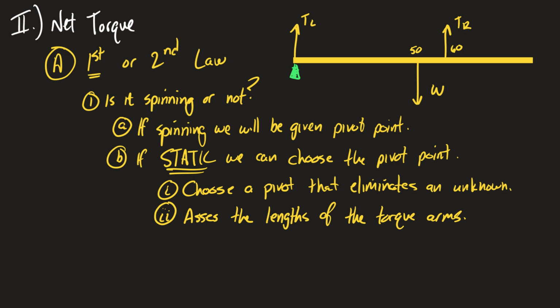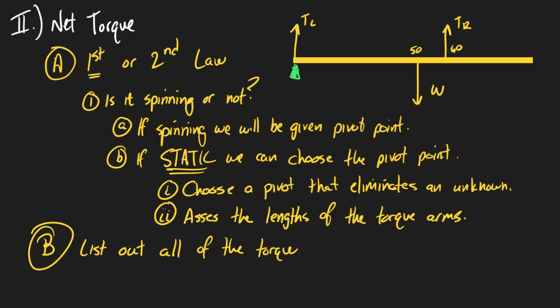Once we've done all that, we can go to B, because this is where a big thing happens. You're going to list out all your torques. And I'm telling you to do this in a specific way. List them vertically. Just list them all out vertically. Our goal is to be able to add them up so that we can set them equal to 0.